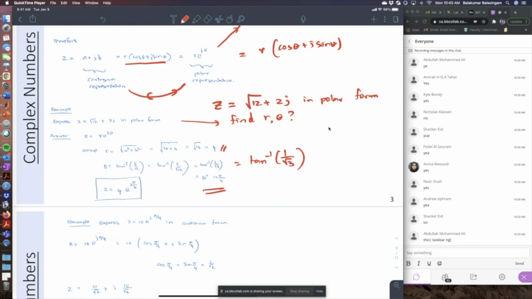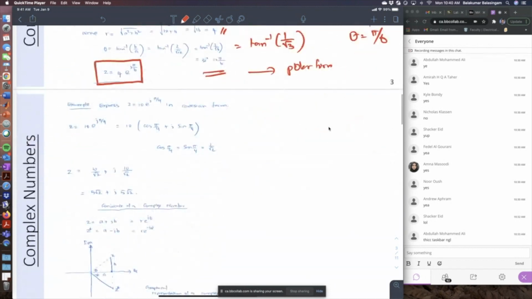So we can write this in polar form. Polar form is written here as R e to the power j theta. R is 4, theta is pi by 6. That is a simple test of how this is going to go.